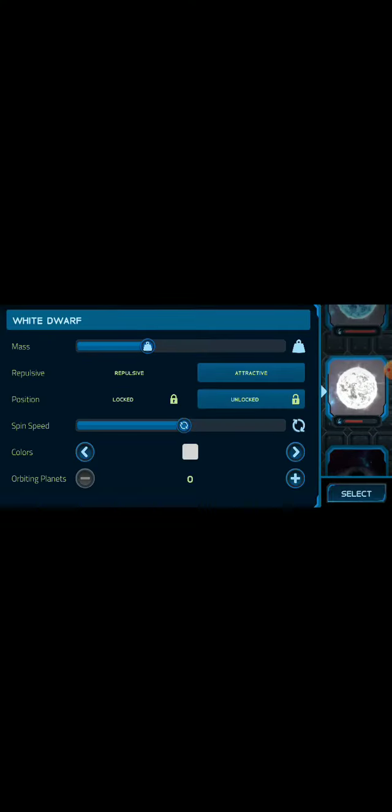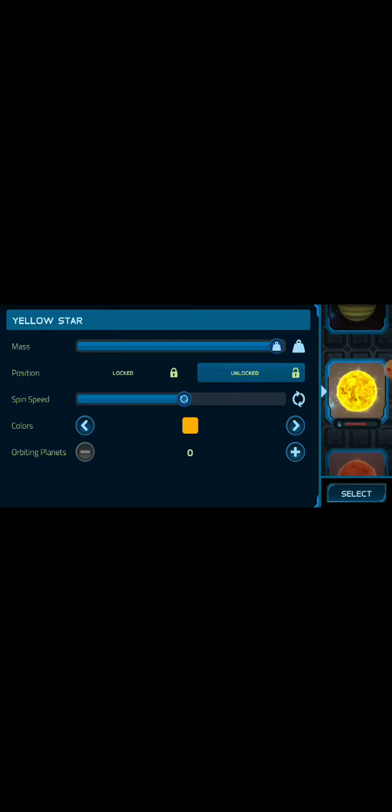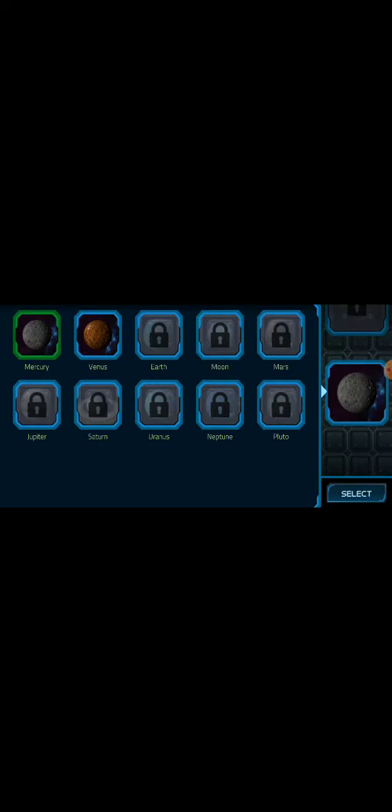So, I think this one's our sun. Wait, no, this one's our sun. Get full mass. Full rotation. And yeah. Okay, so I'm gonna have to make my own Earth. So we need our trusty first planet, Mercury. Mercury doesn't look that hot, even though it's over 1,000 degrees.